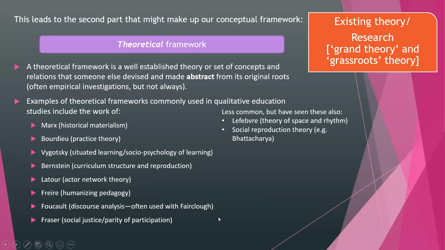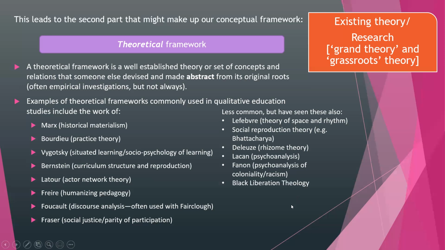Social reproduction theory is used by sociologists, Tithi Bhattacharya and others. Gilles Deleuze, rhizome theory. Jacques Lacan, psychoanalysis. Frantz Fanon has taken a resurgence recently in education, looking at coloniality and racism and the effects of alienation when one is living in a society shaped and structured by colonial racist forces, historical and contemporary. Black liberation theology, we'll look at an example later that draws on this tradition.